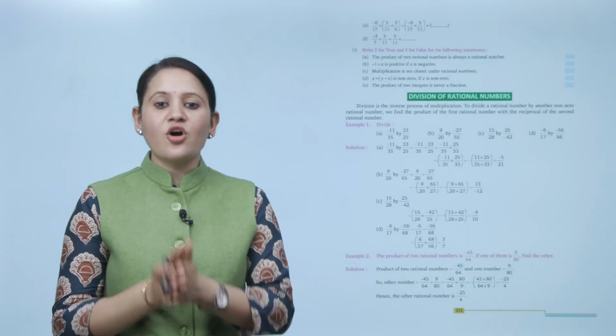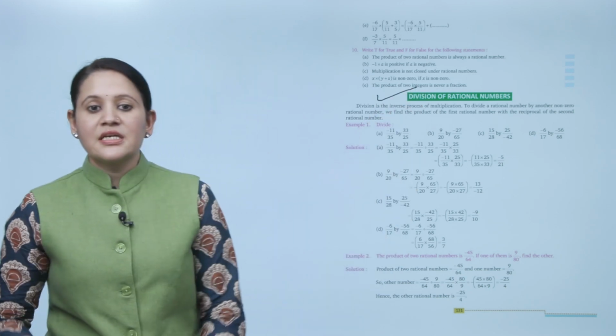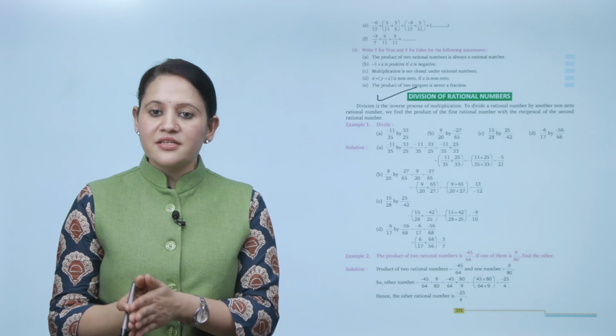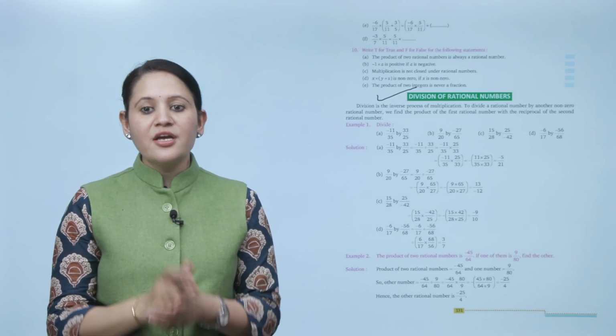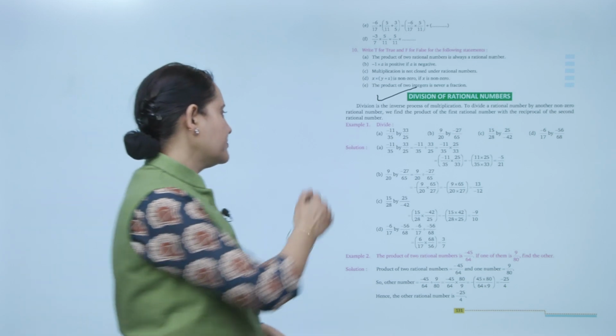Next is division of rational numbers. Division is the inverse process of multiplication. To divide a rational number by another non-zero rational number, we find the product of the first rational number with the reciprocal of the second rational number. We'll take an example.